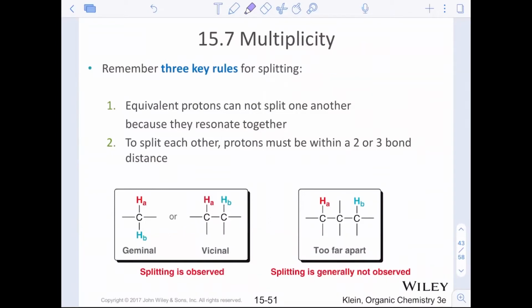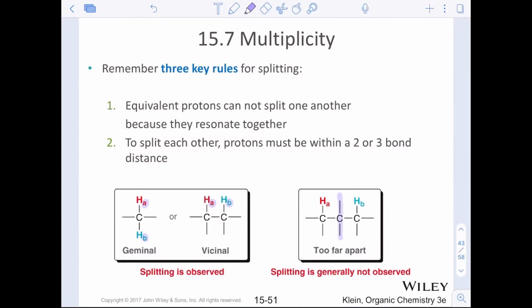They don't count. To split each other, protons must be within 2 or 3 bonds. Non-equivalent geminal positions, if these were diastereotopic protons, they could split each other, or vicinal, right next door to each other. Next door neighbors, not down the block. The neighbors that annoy you most are the ones that either live with you that are different or right next door to you. If they are a couple houses down, they don't bug you. They don't interact with you that often. So they have to be geminal or vicinal. There should not be another carbon in between those protons.